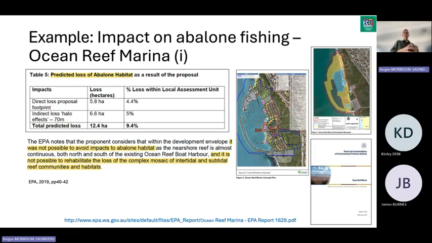Here's a recent example, Ocean Reef Marina, and this one was about the predicted loss of abalone habitat. So we have some professional and commercial abalone fishers, and abalone is a highly prized shellfish, very, very expensive. There's certain Asian cultures that think it's particularly delicious and pay lots of money for it. And it turns out that exactly where this marina is being built is the best abalone habitat on the West Australian coast.